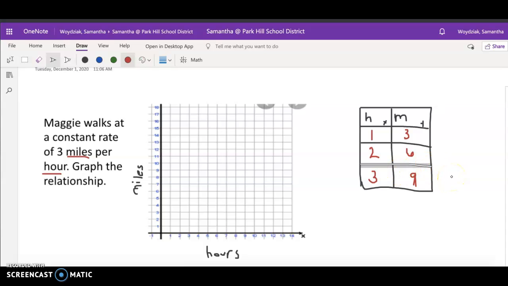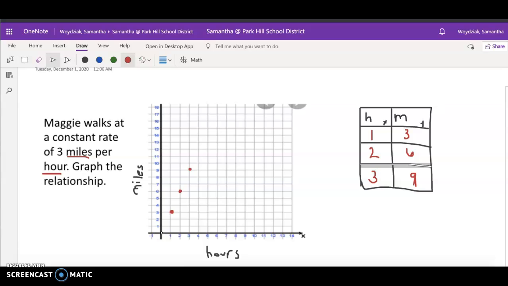So let's go ahead and graph this. If I go over 1 for hours, I'm going to go up 3 for miles. If I go over 2, I'm going up 6. And if I go over 3, I'm going up 9. Again, we need to make sure we're going over before we go up. Now, we always start at 0, 0, which makes sense because if Maggie walked 0 hours, she's going to go 0 miles.